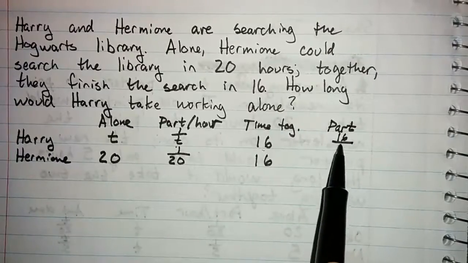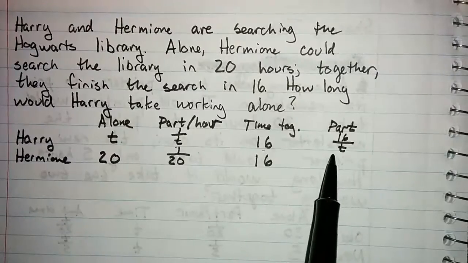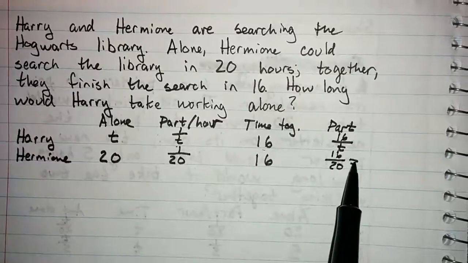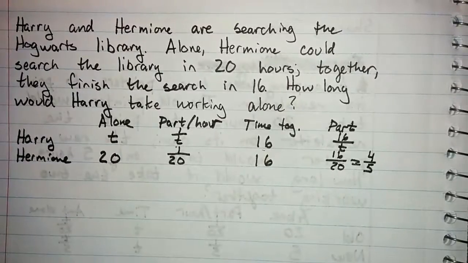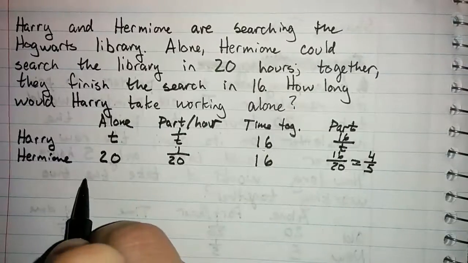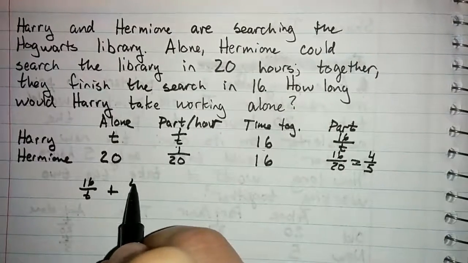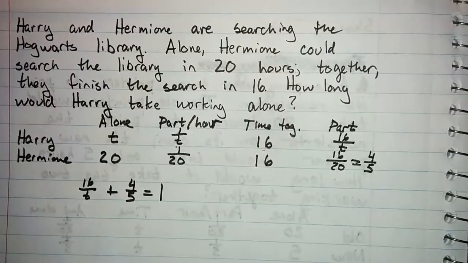16/t of the search, and Hermione finishes 16/20ths, which is 4/5ths of the search. So the part that Harry searches, 16 over t, plus the part that Hermione searches, 4/5ths, is the whole library.